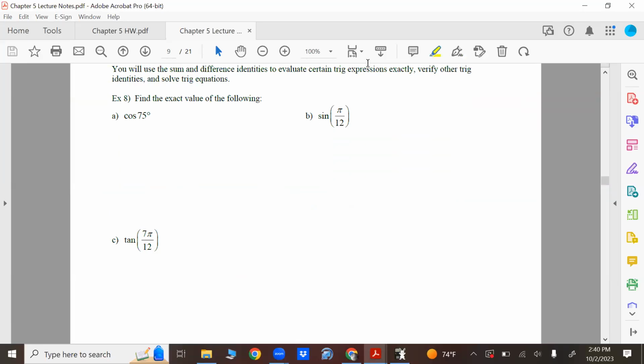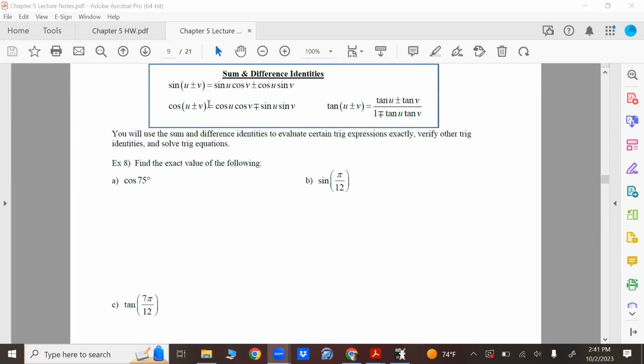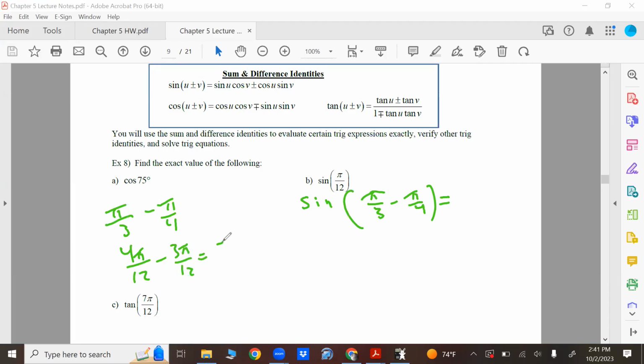All right, guys, let's try another one here. Let's do a sine of pi over 12. How am I going to combine things to get pi over 12? What would I do? I'll probably do pi over 3 minus pi over 4. Yeah, that's a good idea. You have to think a little critically here, guys. And why does that work? Because pi over 3 minus pi over 4 is 4 pi over 12 minus 3 pi over 12, which of course is pi over 12.